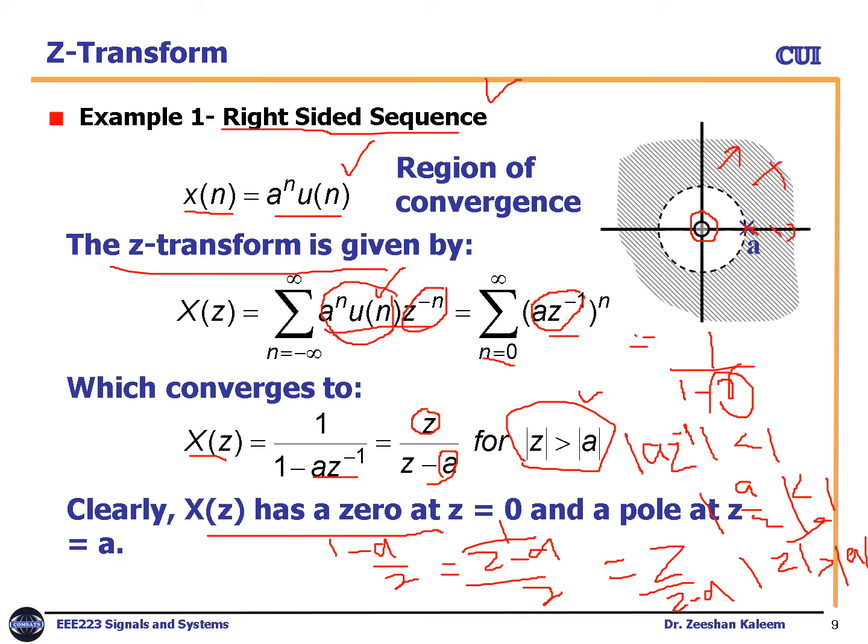If z is less than a, it means it lies inside the circle, then it will not converge. So this is the condition. And another thing you must remember is that the region of convergence is necessary to calculate in Laplace and Z transform. Otherwise, sometimes it happens that two different signals have the same result, like the same Z transform or Laplace transform. So in this way, the region of convergence will separate these two signals.